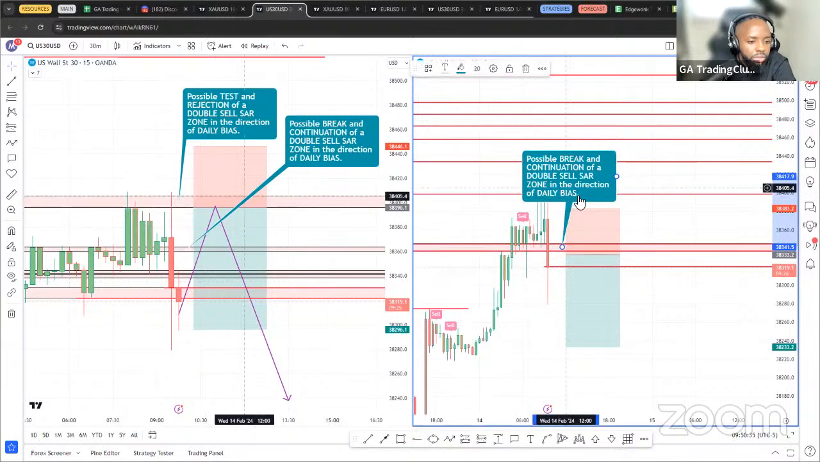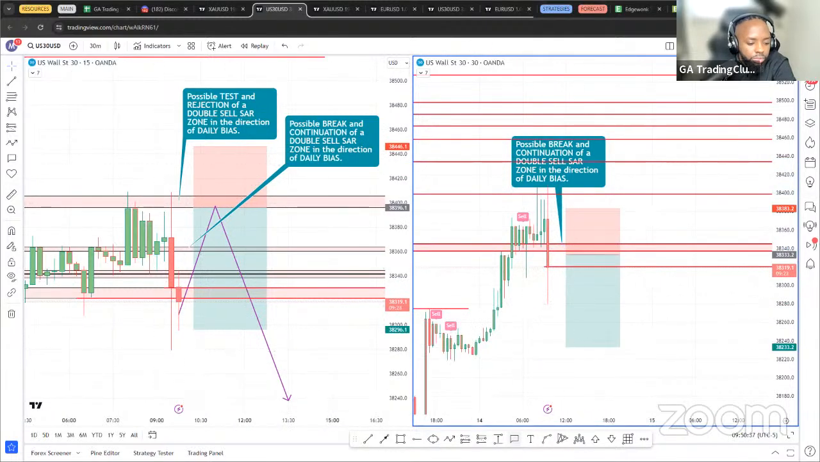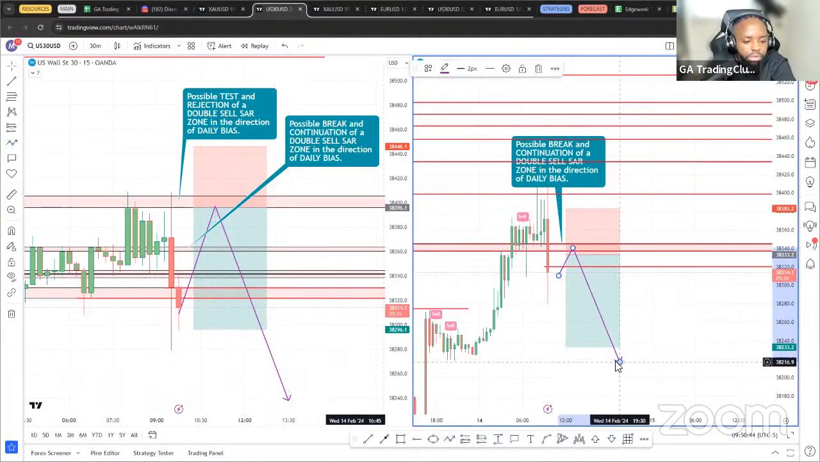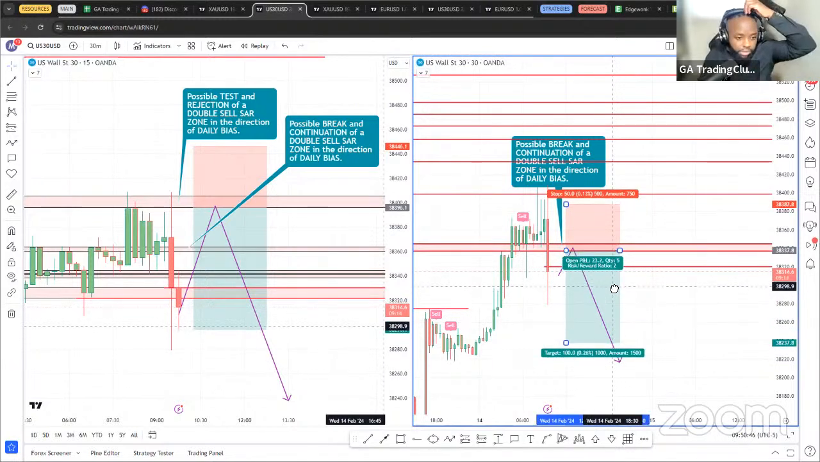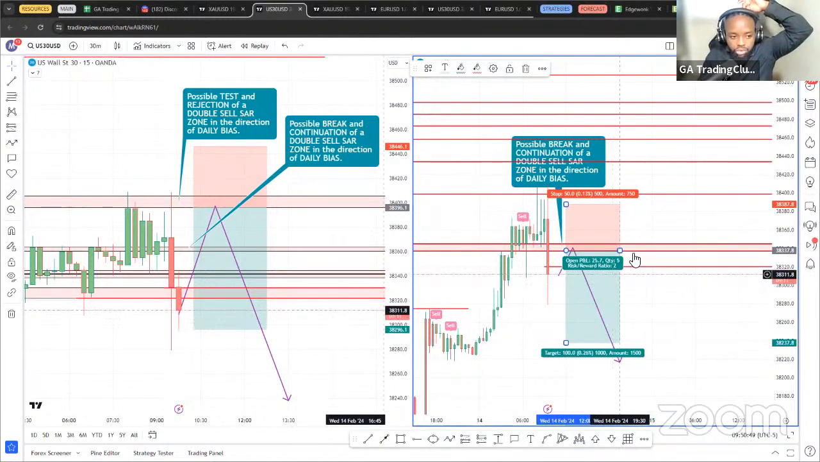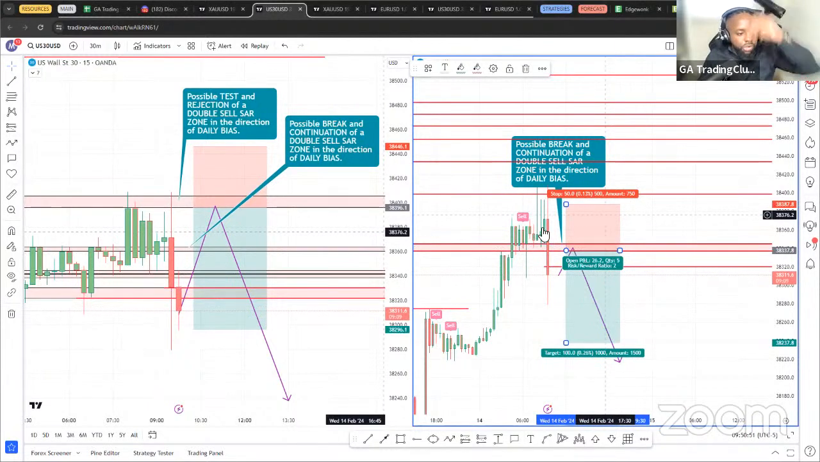Break and continuation sell. So probably get something in the range of, but we need two 30-minute candles to close below that region. So maybe this is the better trade because on the 30-minute time frame, there's only one zone that's there.